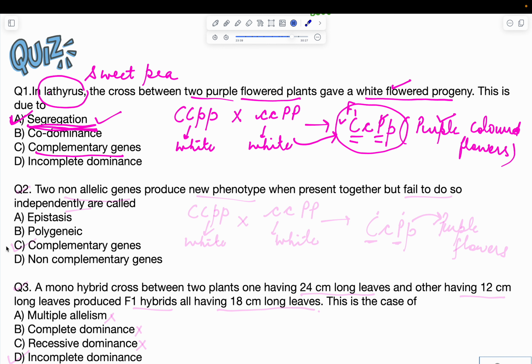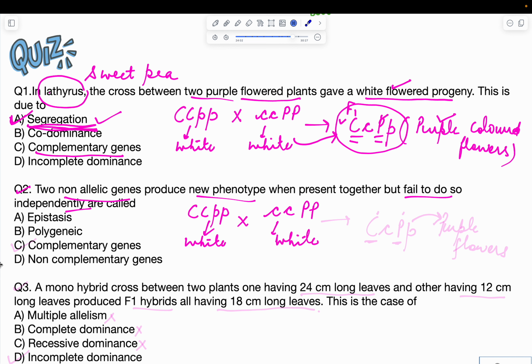The second question is, two non-allelic genes produce a new phenotype when present together, but fail to do so independently. Again, you can take the example of sweet pea, where alone they were producing white flower.